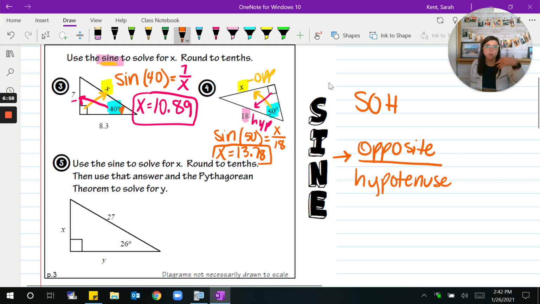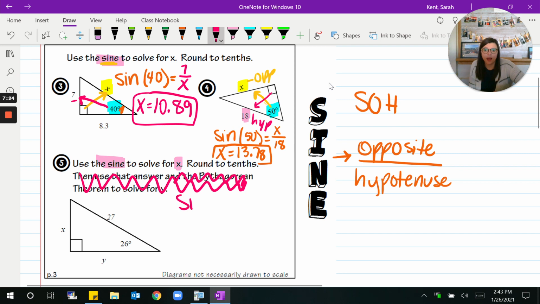So again, with this, we know how to put it in the calculator. It's just making sure you set it up correctly and change your calculator to degrees. Let's do one more, number 5. Again, it tells us to use sine to solve for x. We're not going to worry about that part.